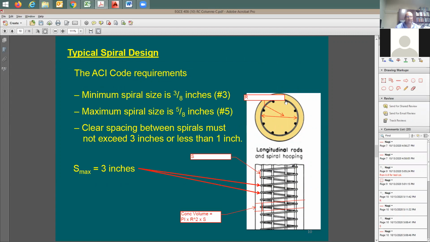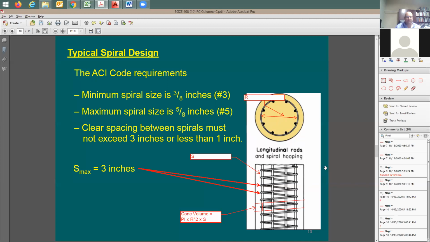It's going to be d sub s of the spiral. Times pi is going to give you the length. And then you multiply by the cross-section area of the spiral itself. Now you have the volume of the steel spiral. Now you divide by the concrete volume. Concrete volume is going to be equal to pi d squared over 4, which means the cross-section area of the entire column, and then you multiply by S, the spacing that you're going to be providing for the spiral.